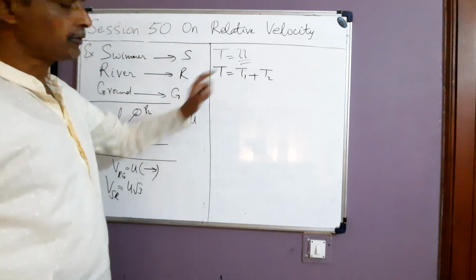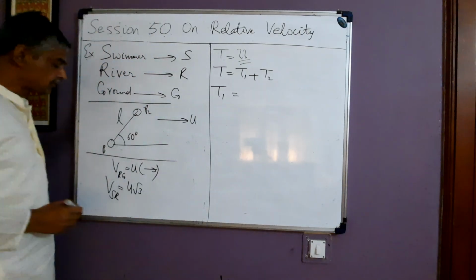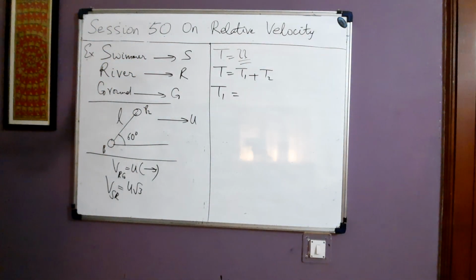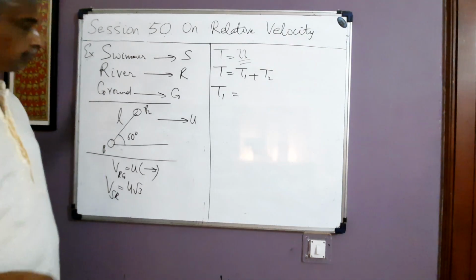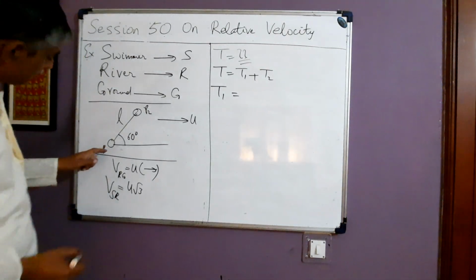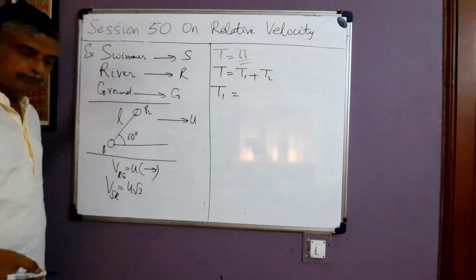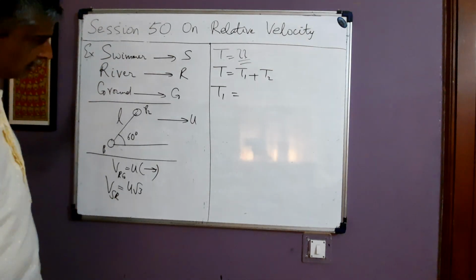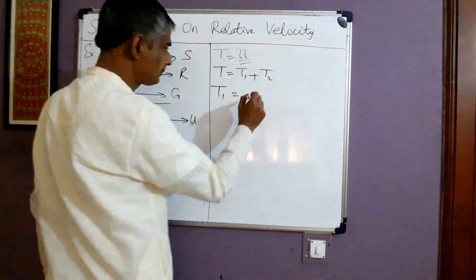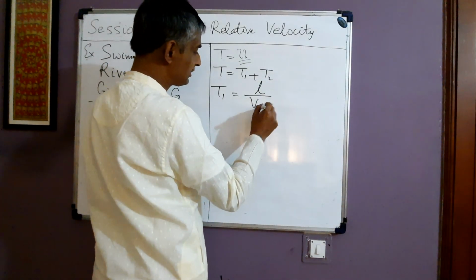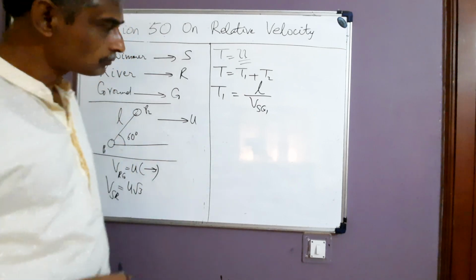Now to find T, we have to first determine T1. T1 is the time taken by swimmer to swim from P1 to P2. Now when swimmer swims from P1 to P2, he moves a distance of L with respect to ground at a constant speed, say VSG1, with respect to ground. So time taken is distance by speed: L by VSG1. L is known. To find T1 we have to know VSG1.